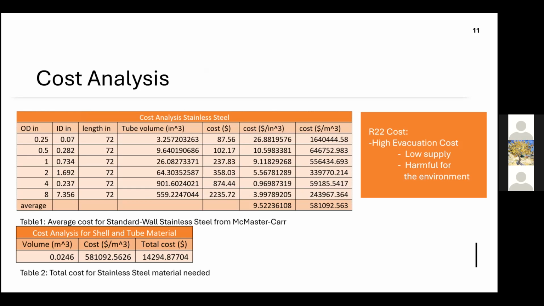$14,295 approximately. We also took into consideration that R22 has a very high cost. This would lead to a high evacuation cost. This high cost is due to low supply, since it has been found to be harmful for the environment and is now being phased out. Next slide.